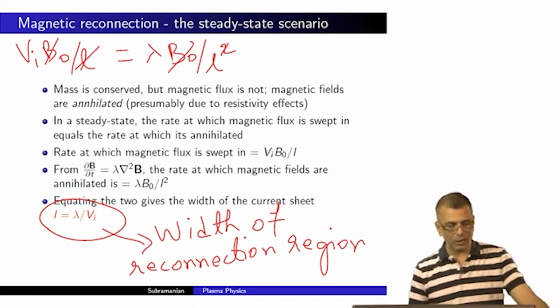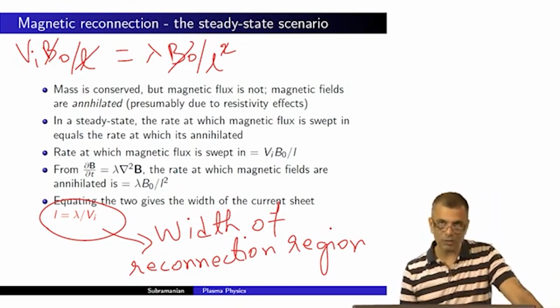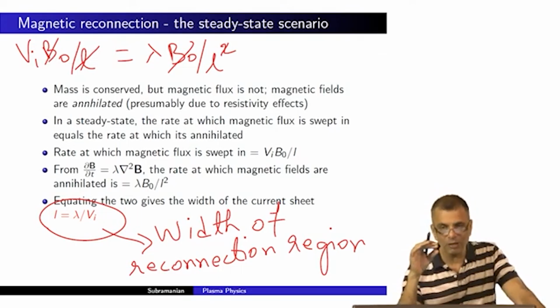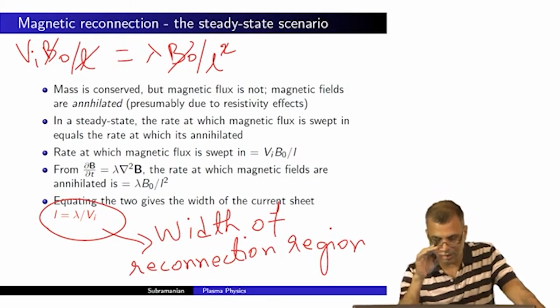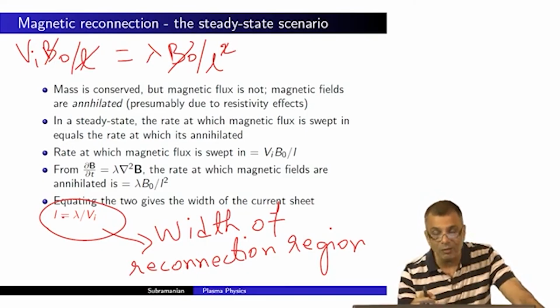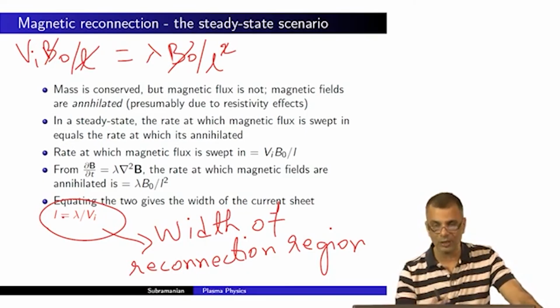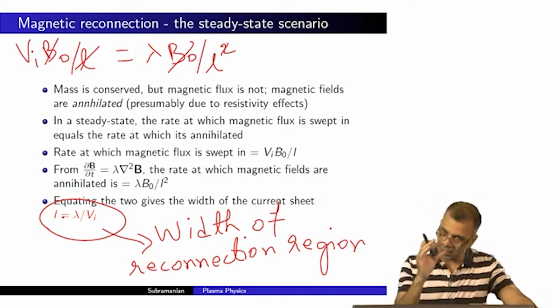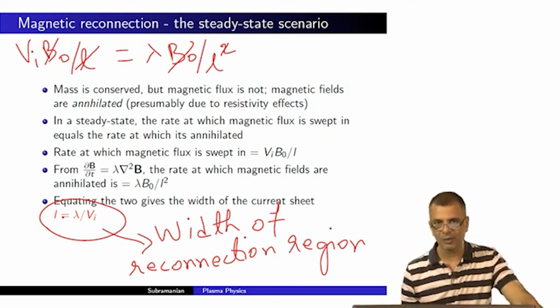In other words, l is directly proportional to the resistivity. So, the larger the value of resistivity in this region, the thicker the dimensions of the region where all this reconnection action is happening. The more the resistivity, the thicker this region. The less the resistivity, the thinner this region.